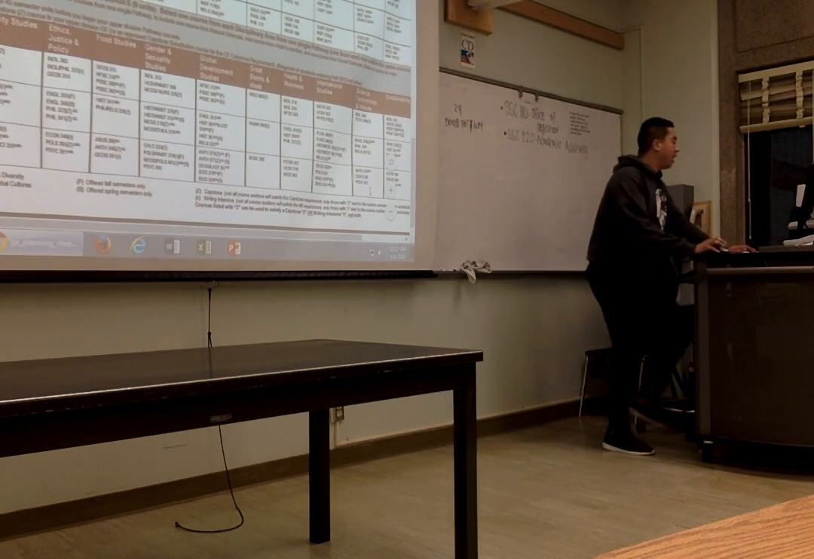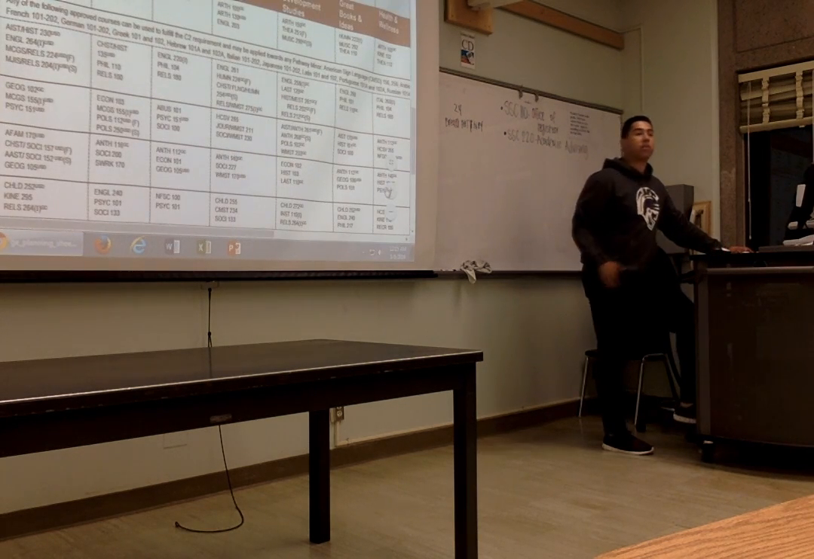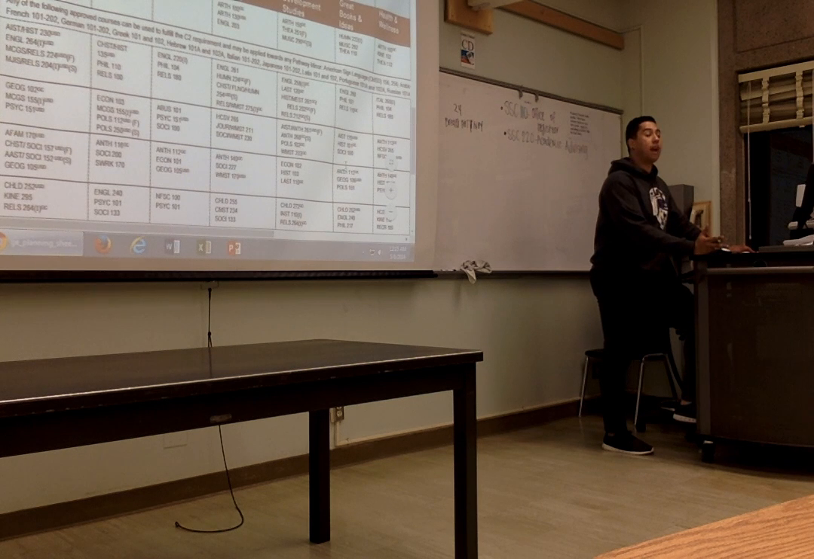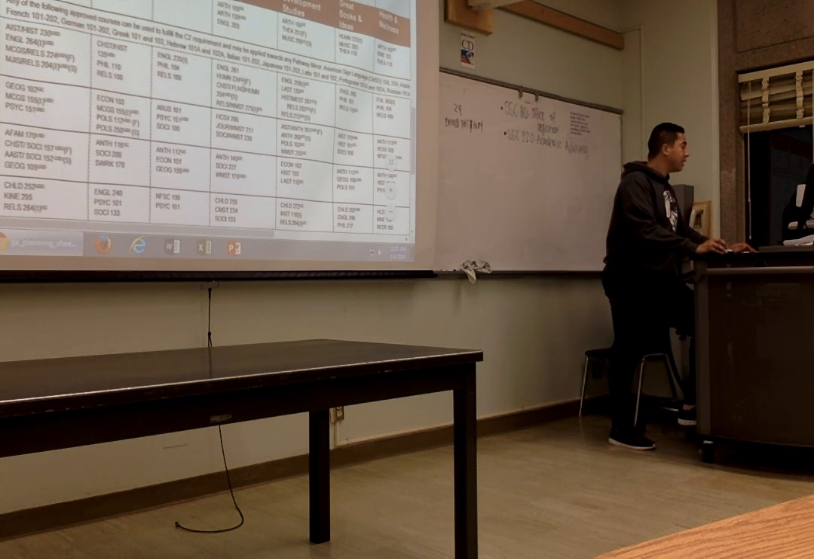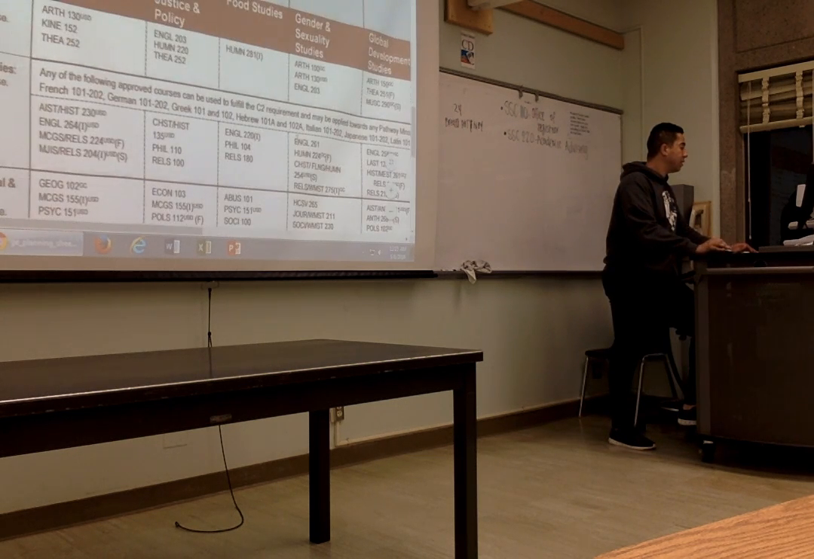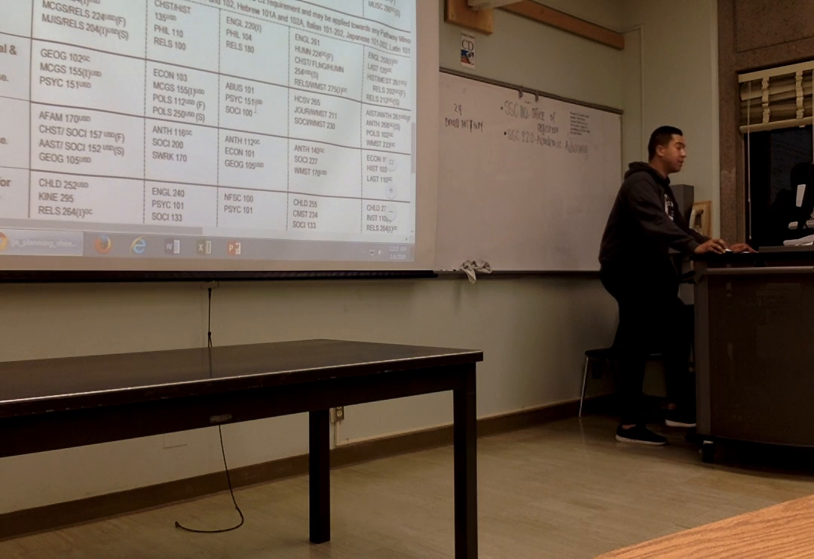Another thing that I wanted to show y'all was, for example, remember I was talking about your global cultural studies and your United States studies, your diversity, your graduation requirement number 5. You see these little GCs and your USD for like psychology, psych, 151. USD, that means that class fulfills your United States diversity class.